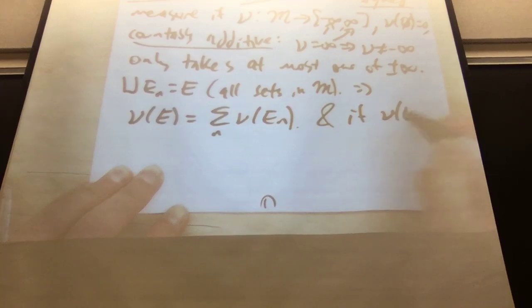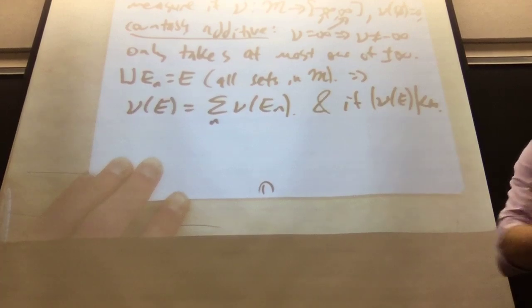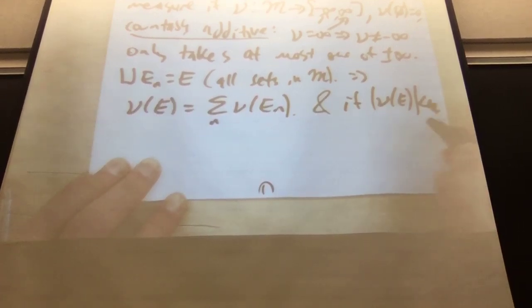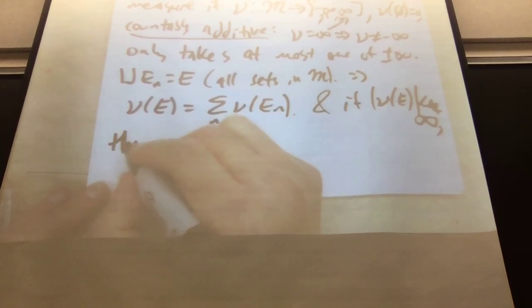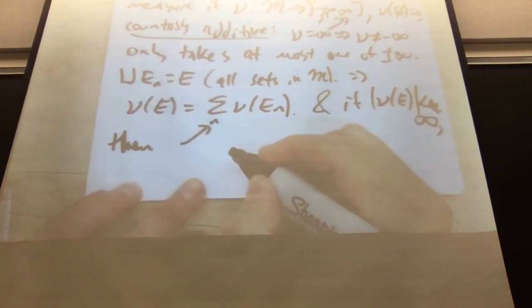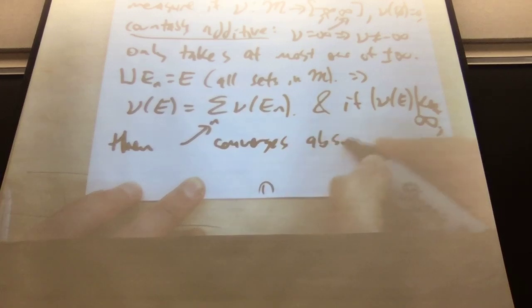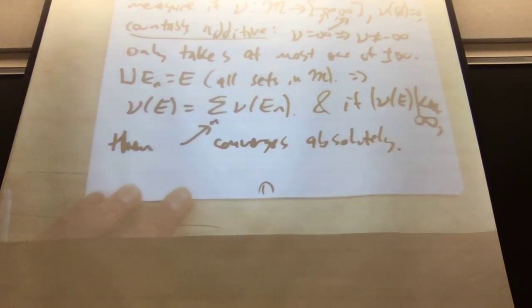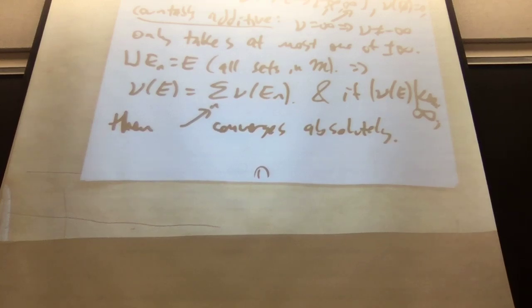And if nu of E is not infinity, that is, if it isn't divergent, then I need this to converge absolutely. So if all of these things are satisfied, then I call nu a signed measure.